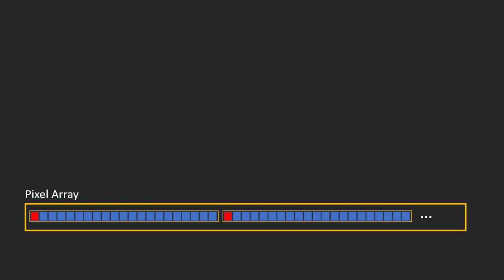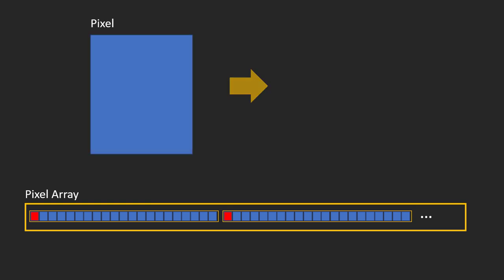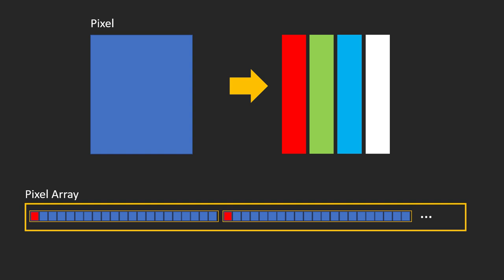Now each pixel has 4 data values. The first 3 are the RGB value, and the last one is alpha or transparency. So each pixel needs 4 array spaces, and the final array size will be 4 times the actual number of pixels.